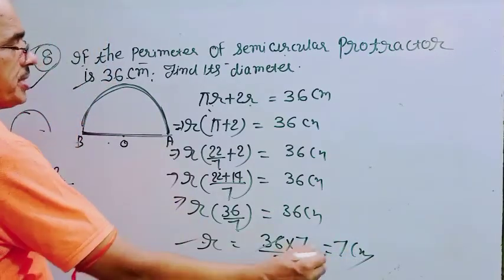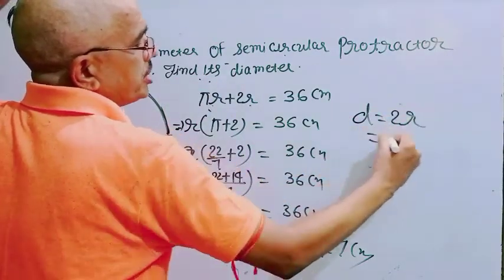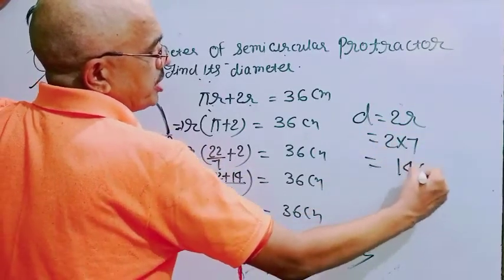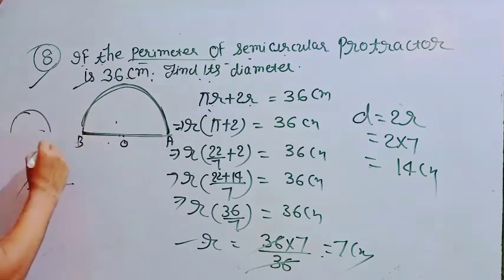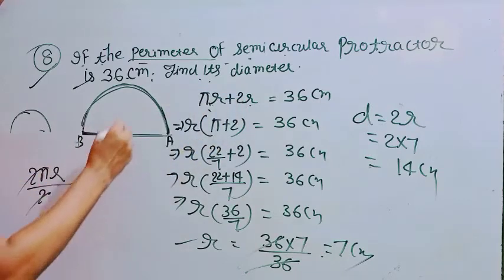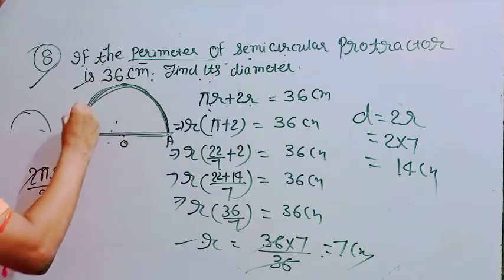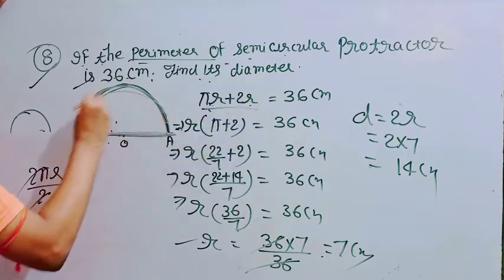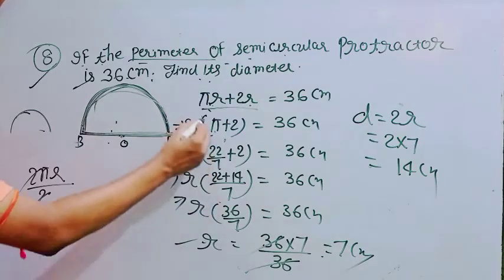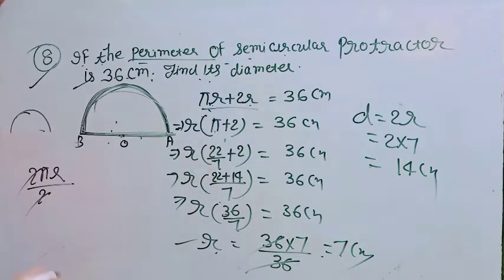So if the radius is 7, then your question is what is the diameter? Diameter is equal to 2r, hence 2 into 7, that is 14 cm. So dear student, when your question is related to the perimeter of a semicircle, the perimeter is pi r plus 2r, because pi r is half of the circle and 2r is the diameter. Perimeter is the boundary of the figure. With the help of this formula, you can find the value of r. After that, diameter is equal to 2r, that is 2 into 7, that is 14.